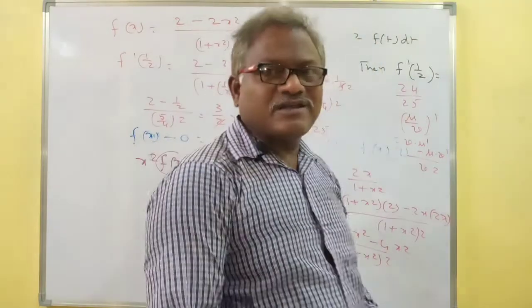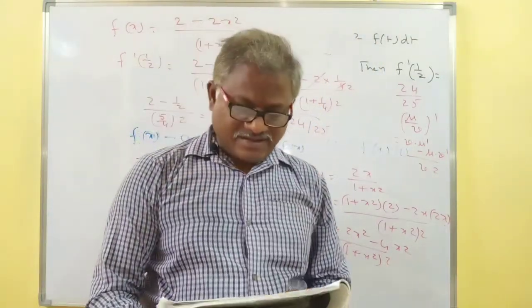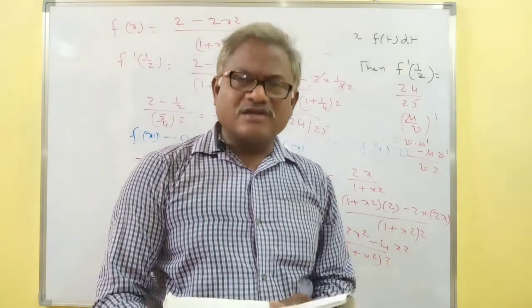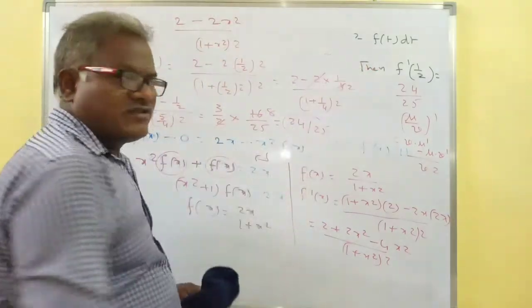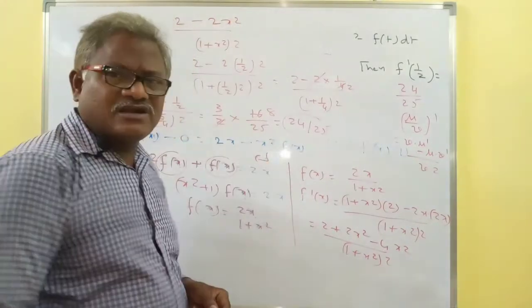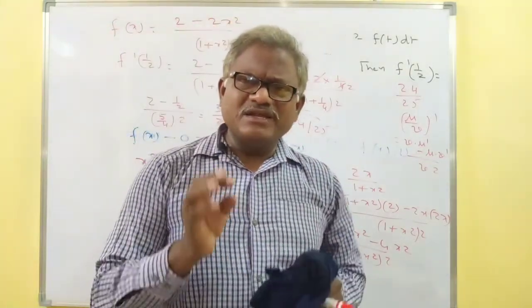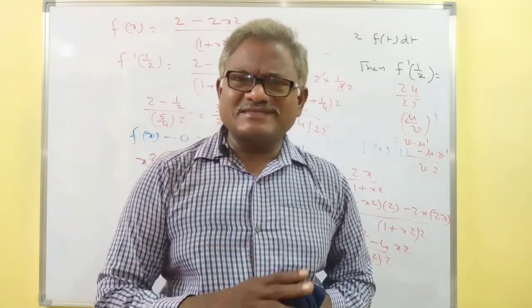Options will be given: 6 by 25, 18 by 25, 24 by 25 and 4 by 5. So this is the value for f dash 1 by 2. Whenever to obtain a function, just what you have to do is simply differentiate. Differentiate both sides with respect to x.